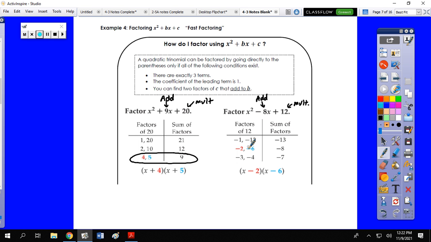You have negative 2 and negative 6. Those are the ones that we want, because those are the ones that add to negative 8. Or negative 3 and negative 4, you add those together to get negative 7. So your two factors of this trinomial would be x minus 2 and x minus 6.